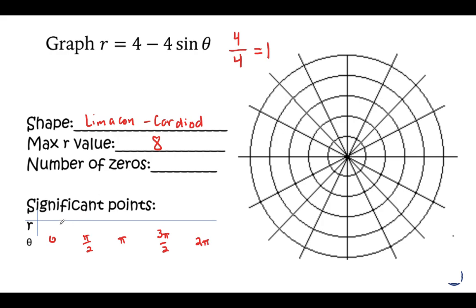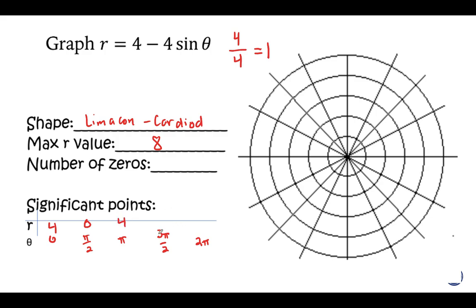All right, so if I plug in 0 for sine, well, sine's value at 0 is 0. So I end up with 4 minus 0, which is just simply 4. All right, at pi over 2, I know that sine is 1. So I end up with 4 minus 4, which is going to give me 0. At pi, I know that sine is 0. So 4 minus 0 is going to give us 4.